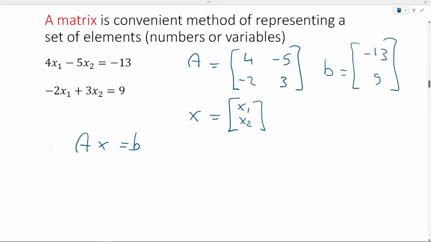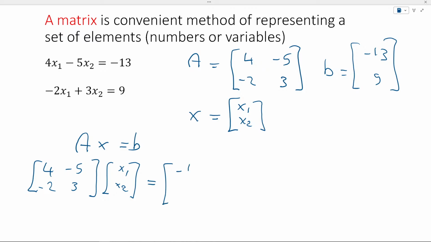Or alternatively, I can write it in this way. I can write it for negative 5 because that's negative 2 and 3 times x1 times x2. x1, x2 is equal to b, which is negative 13 over 9. Okay, so this is just a way. So I have a system of linear equations, like 2, 3, whatever the number is.